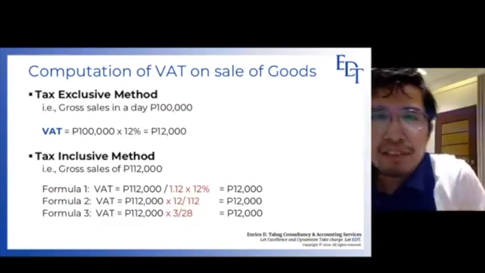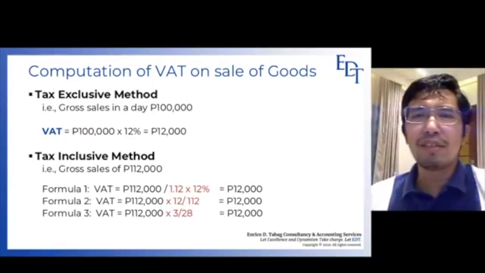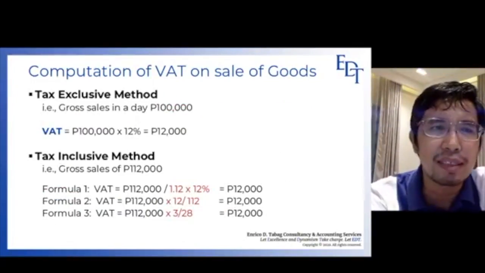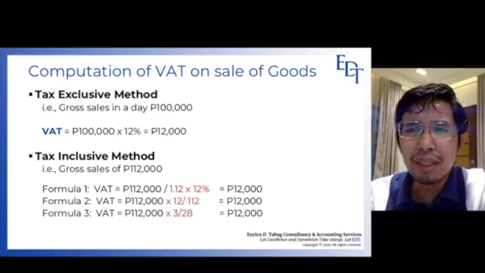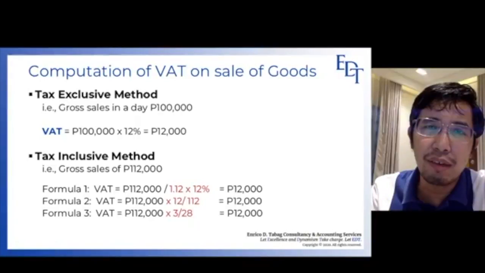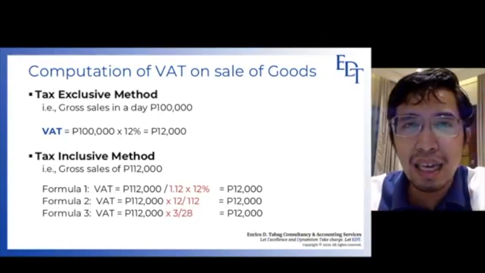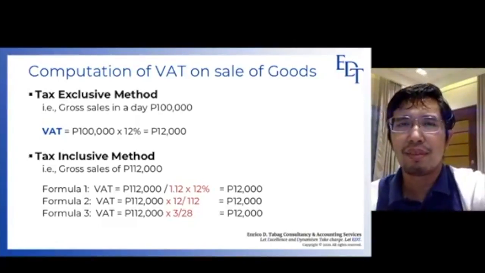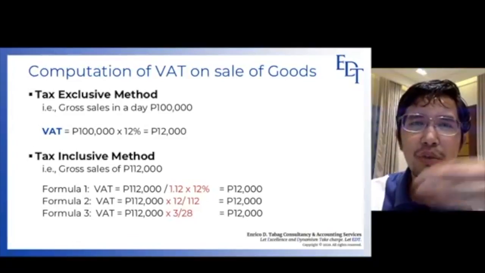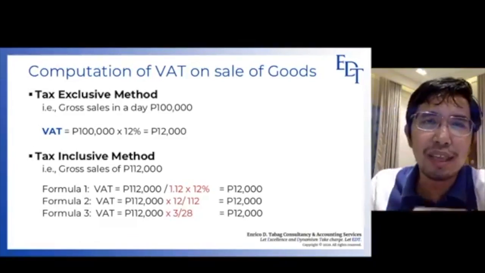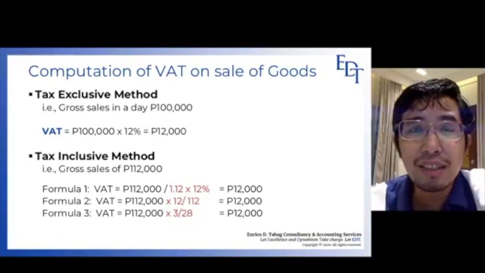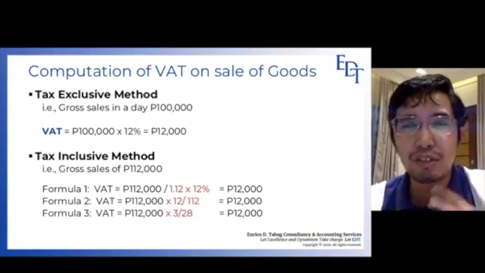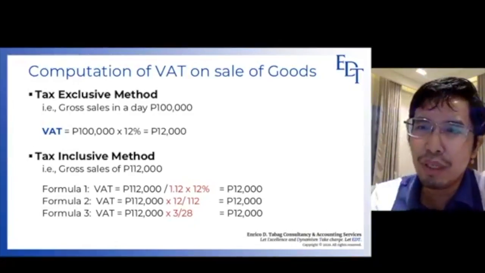So, meron tayo dito, computation of VAT on sale of goods. May dalawa akong present, the tax-exclusive method and the tax-inclusive method. Ibig sabihin lang, how do we compute the VAT kung hindi pa kasama sa halaga na binanggit yung VAT? And the other one is, how do we compute the VAT kung kasama na sa halaga yung VAT? Normally, dito nagkakaroon ng problema ang mga estudyante, mga reviewees.